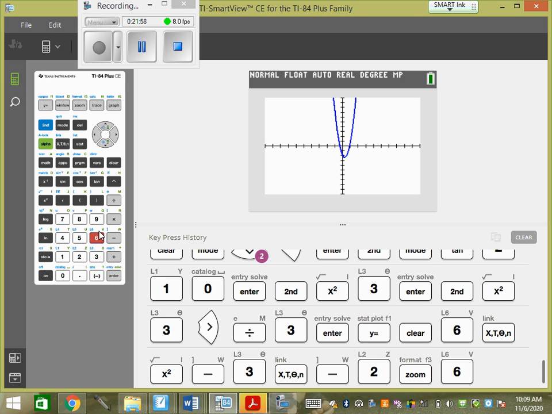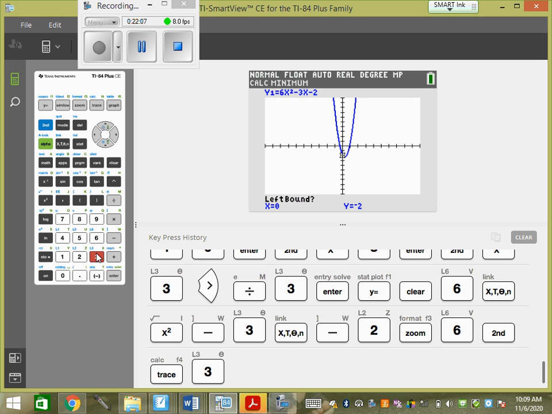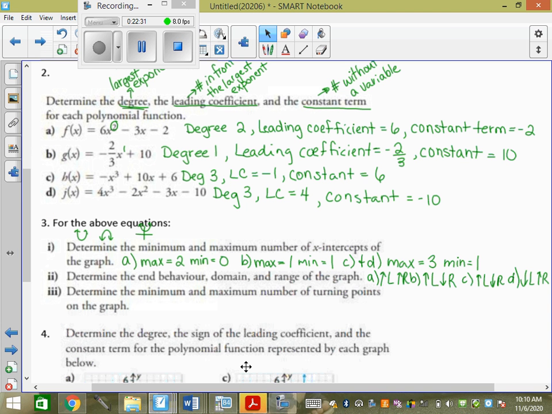So, we're going to go second, trace, minimum. Number 3. Everyone is following along. Don't ask me how to do this later if you're not following along. Left bound. So I need to be on the left side of the minimum. Enter. And I need to be on the right side of the minimum. Enter. And then it says, guess, what do I do? Enter. So it's at 0.25 and negative 2.375. So for A, I have a minimum at 0.25 and negative 2.375.